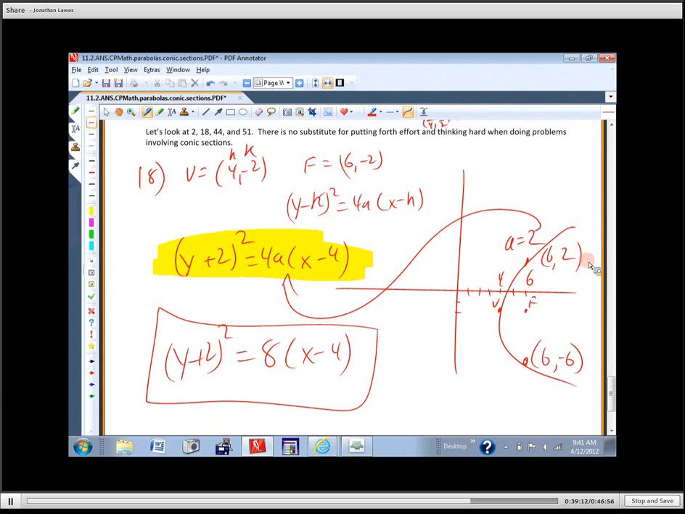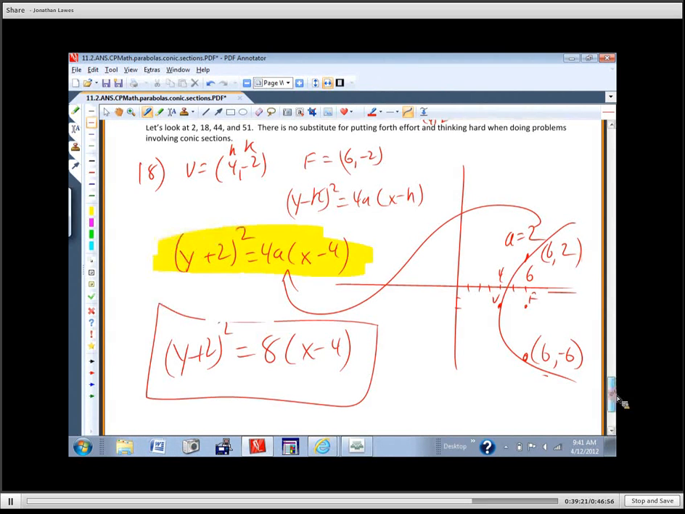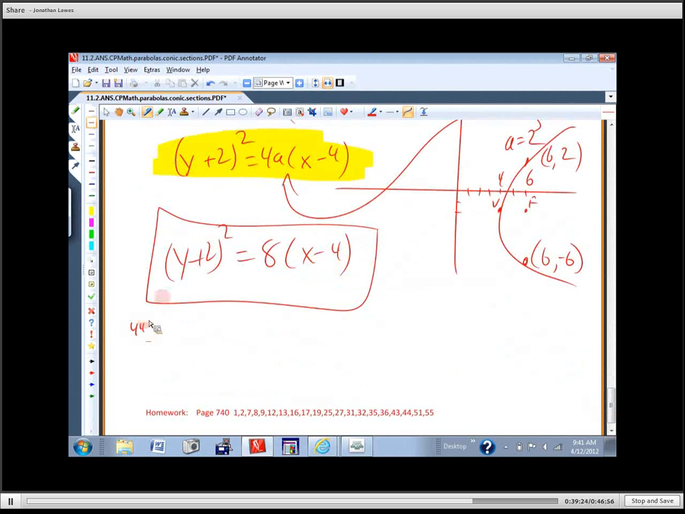Okay, take a look at problem number 44. Which variable is going to be squared on 44? Oops, let me change colors here. 44 looks like this. Charles, which is it? X is going to be squared. So it's going to be x minus h, quantity squared, equals 4a times y minus k. Positive or negative? Negative.